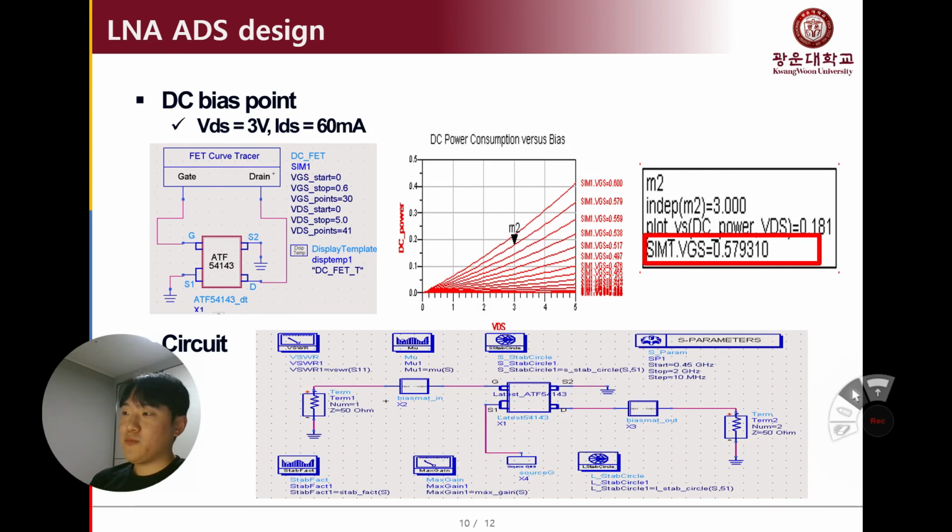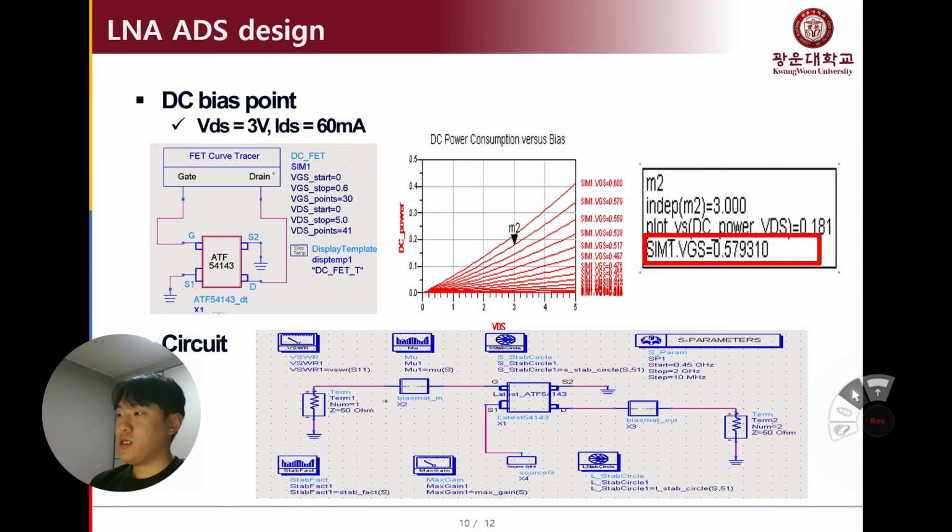At DC bias point, for the design of an amplifier, we use the ADS model. ATF-54143 has a noise index of 1.3 dB, and the overall gain is 23.4 dB, enough to meet the desired conditions at 900 MHz, and VDS equals 3 volt, and current IDS is equal 16 milliampere.